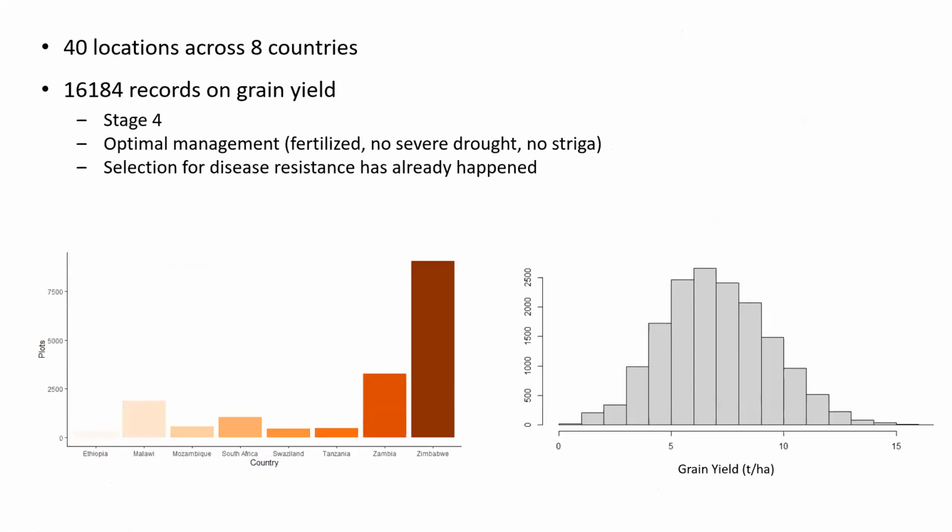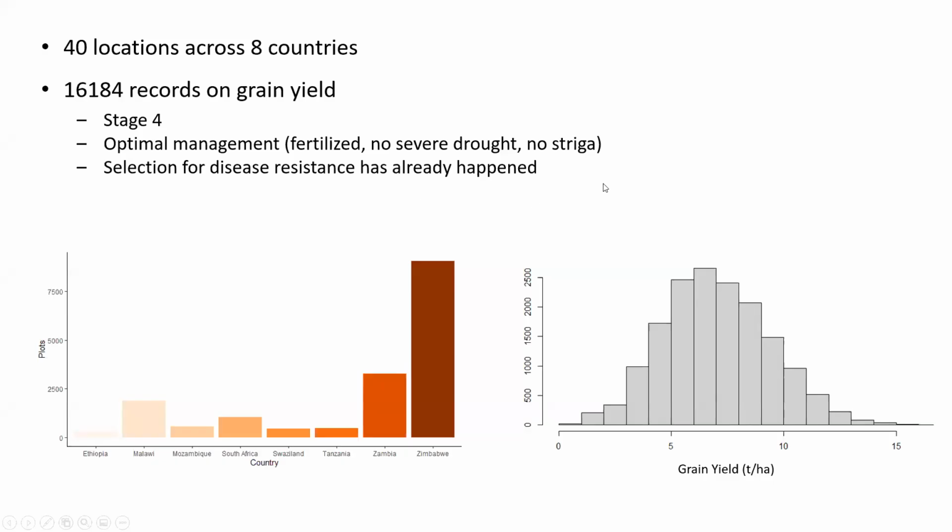These mega environments consisted of 40 locations across 8 different countries. Most experiments were conducted in Zimbabwe. We had a total of a bit more than 16,000 records on grain yield, and these records came from stage 4. We focused on the optimal management subset of the data set, which means they were fertilized, there was no severe drought, there was no striga. And because we're in stage 4, selection for disease resistance had happened already before. So disease pressure was not really a big issue here.